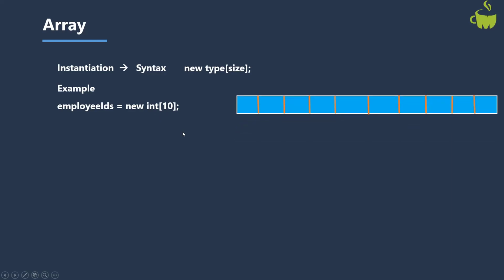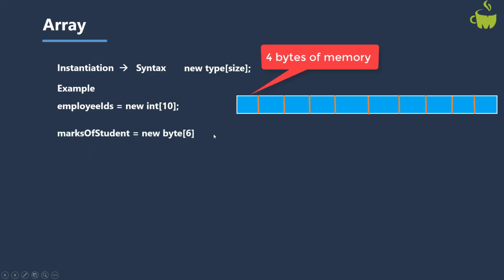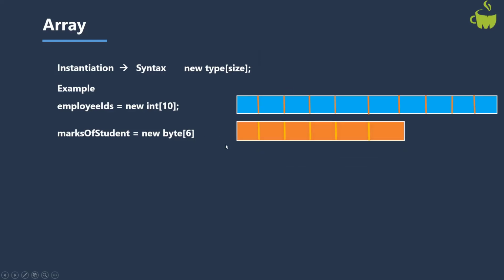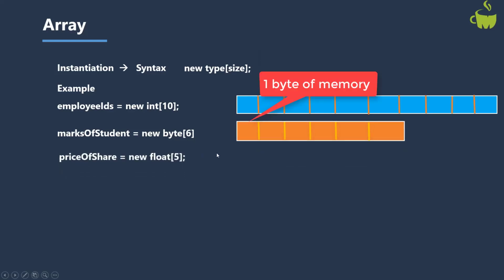So now at this time, an array will be created with 10 elements. Each one of these holds an employee ID, nothing but an integer value, which occupies 4 bytes of memory. Similarly, marks of student, which is an array of byte. So we want to create 6 subjects, 6 marks of student. So we'll create a new byte of 6. So now here an array of 6 byte elements will be created.